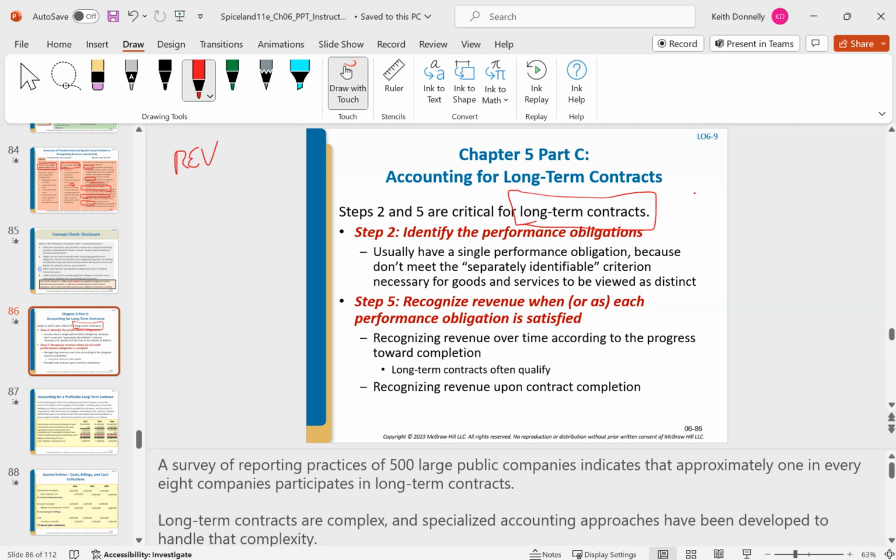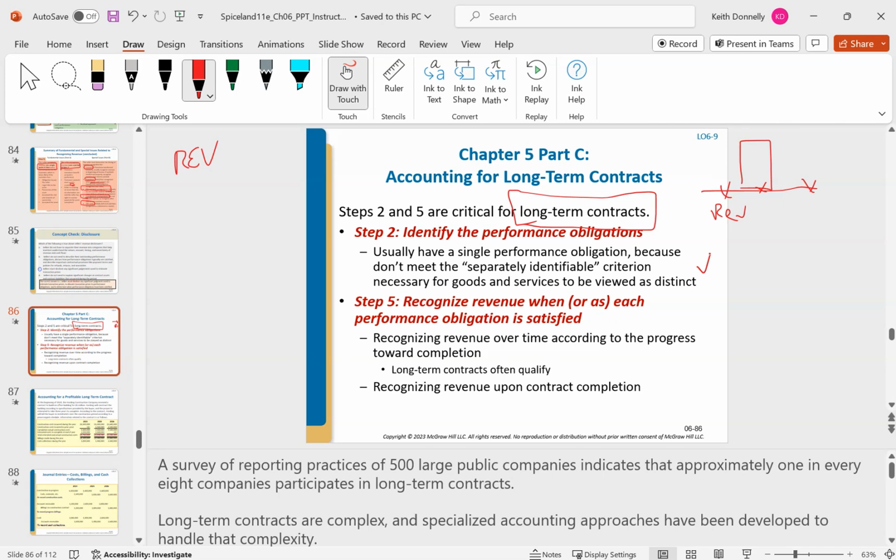Maybe you hire us to, over the next 3 years, build a building for you. The question becomes, how do we account for this? When are we going to recognize the revenue, throughout or at the end? How do you do this?